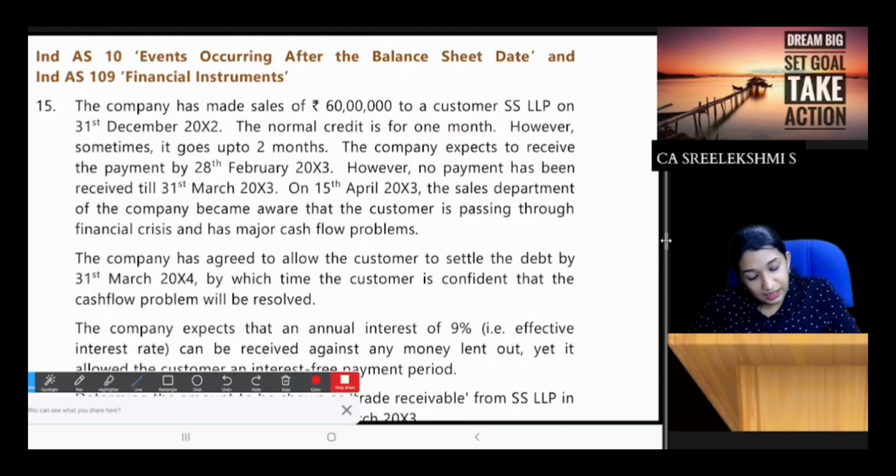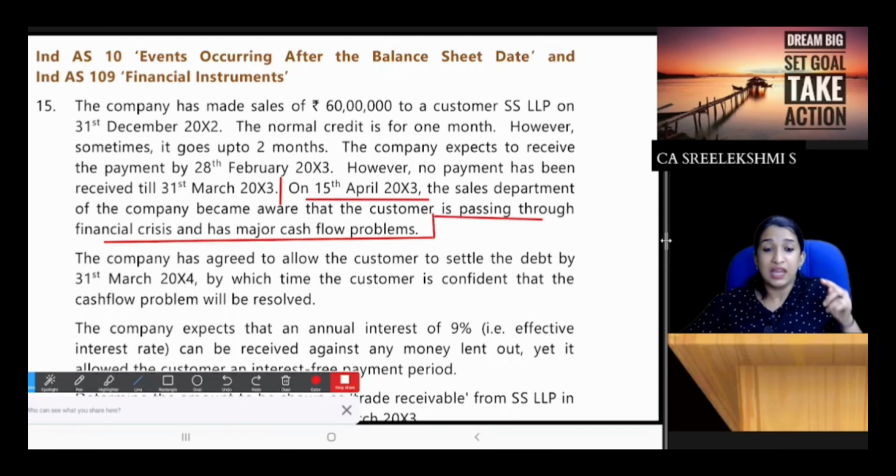Which means payment is overdue, on which you can create ECL, expected credit loss. There is an impairment on this financial asset. On 15th April, the sales department of the company became aware that the customer is passing through financial crisis and has major cash flow problems. An event occurred after the sales department became aware. You have not received the payment, so the condition was already existing, and you became aware that the customer is having major cash problems, that he is in financial crisis.